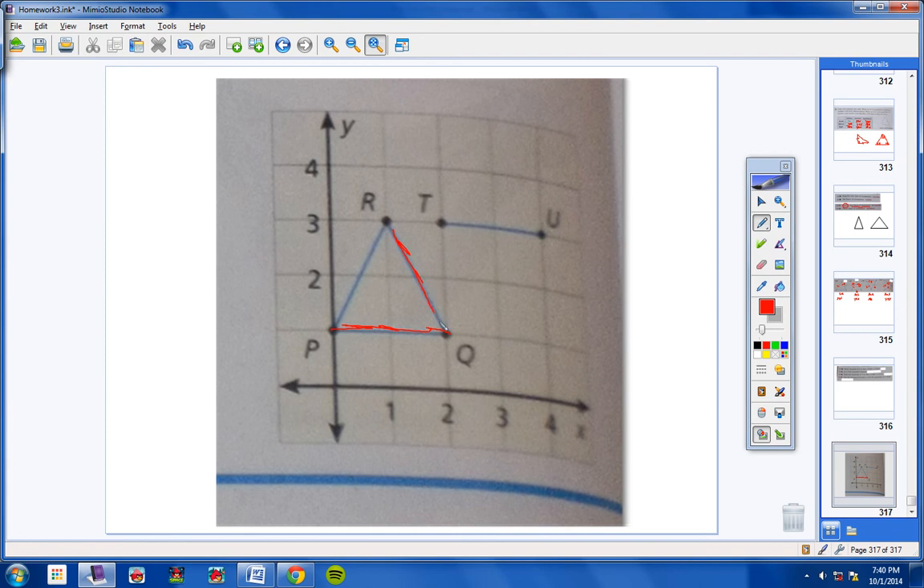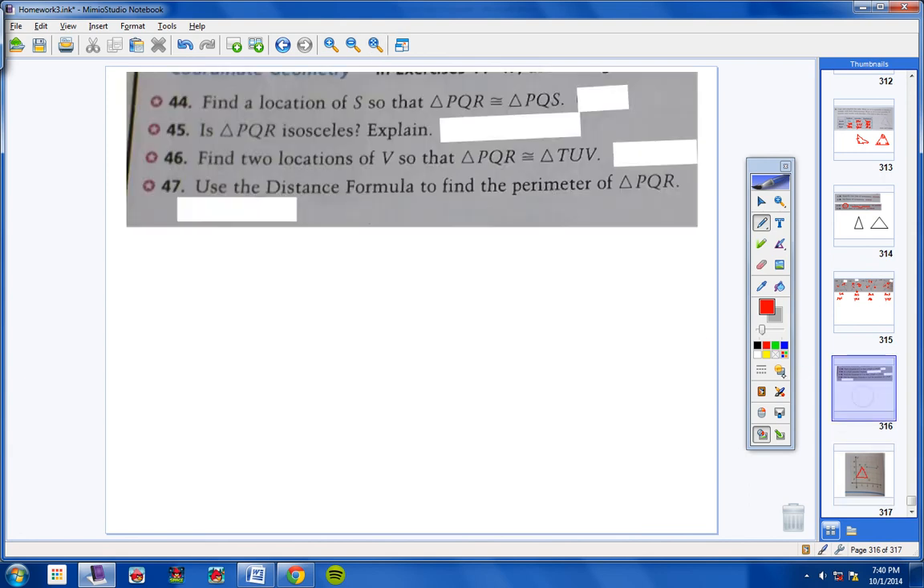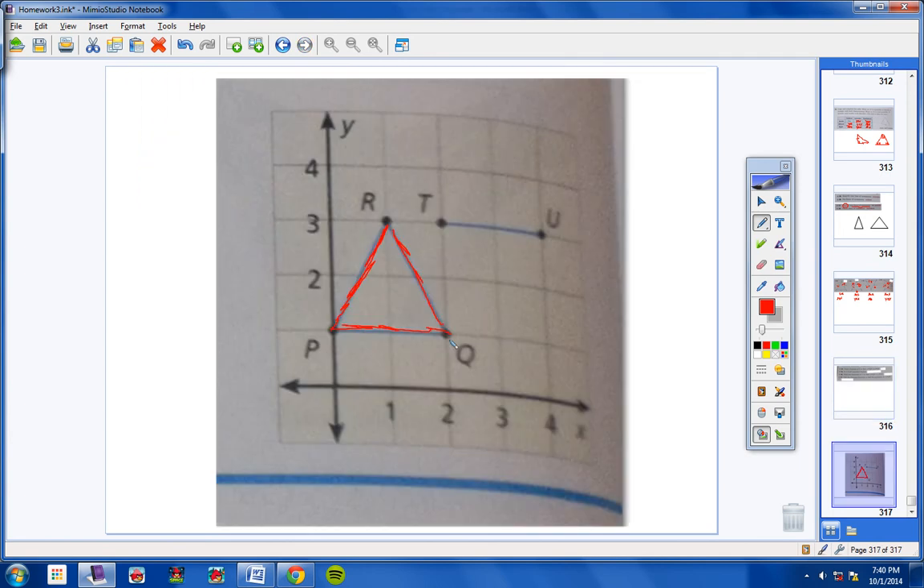PQR in red, okay, students. And then they want us to draw a triangle PQS so that it's congruent to this triangle here. Well, here's P and here's Q. Where am I going to put S so that I would have a congruent triangle? Well, how about right here?